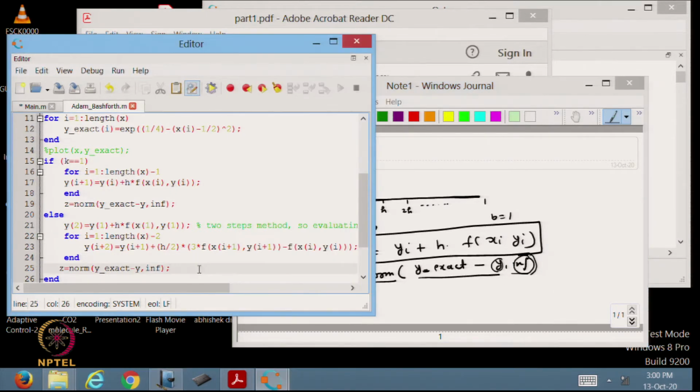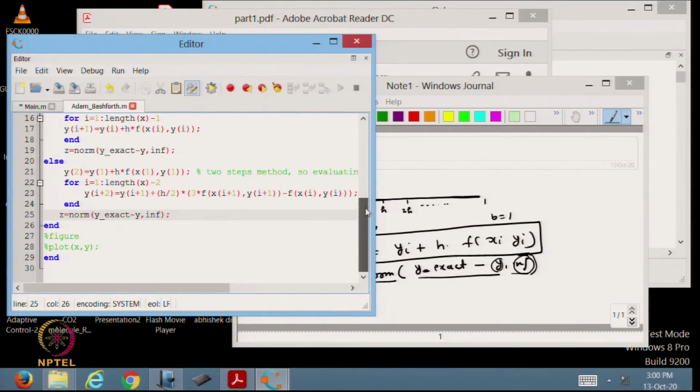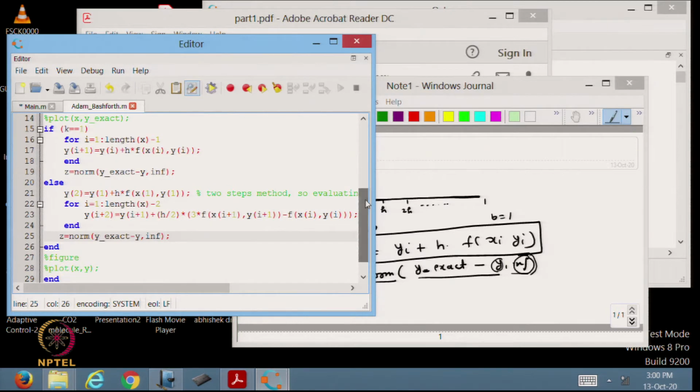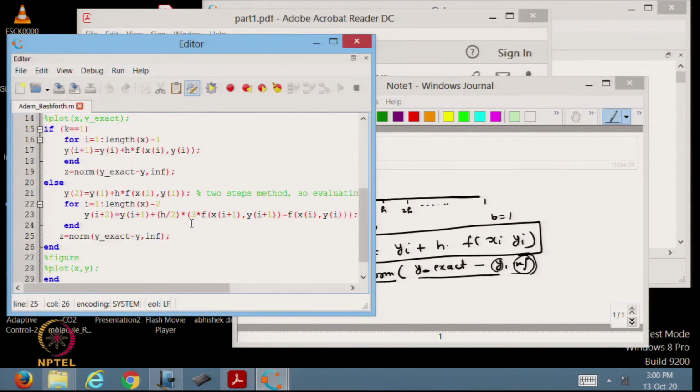So that is it. Just by computing the error we can find out whether our difference scheme is correct or not, whether we are going in the right direction or not. So, for that reason I am running my program.